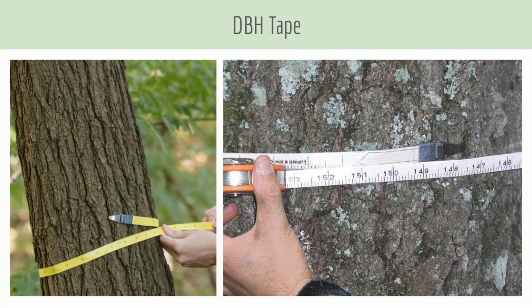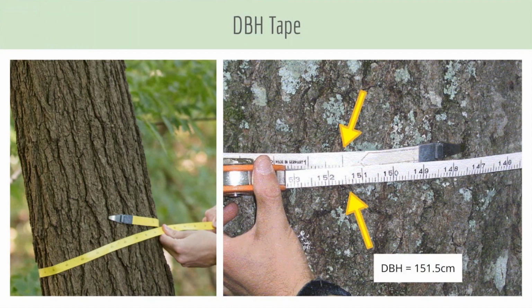So once you've wrapped it all around, you just record the DBH. And this is simply where the tape will overlap with the 0 on the tape. So for those of you who have a clear view of your computer screen, which value is the DBH for the image on the right? Is it 149 or is it 151.5?